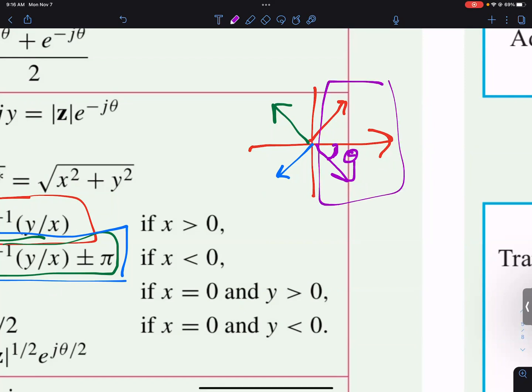But if you have a negative real and a positive imaginary, it's still going to give you this angle here, which is not the correct quadrant. So that's why you have to add 180 to it. And then that will give you the right quadrant, which is over here in the third quadrant. So you do have to understand where this vector is.